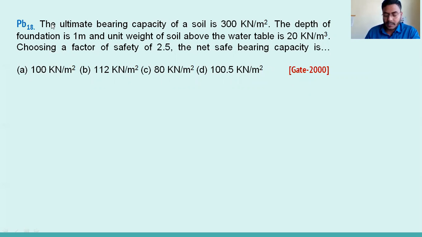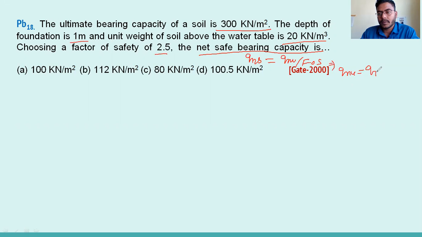So the ultimate bearing capacity of a soil is given as 300 kilonewton per meter square. The depth of foundation is 1 meter and the unit weight of soil above the water table is 20. Factor of safety is given as 2.5. So we have to calculate the net safe bearing capacity of soil, that is QNS. And what is QNS? That is equal to QNU divided by factor of safety. And what is QNU? Net ultimate bearing capacity of soil, that is QU minus overburden pressure, gamma DF.